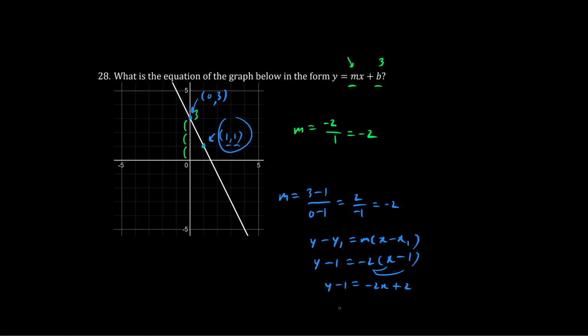And then we add 1 to both sides. So y is equal to -2x, and we have +2 plus 1, which is +3. So there we have it. We have the slope-point form. We have y equals -2x plus 3.